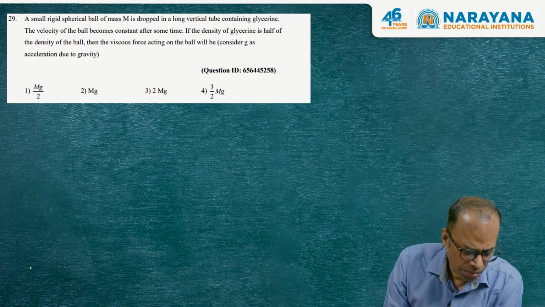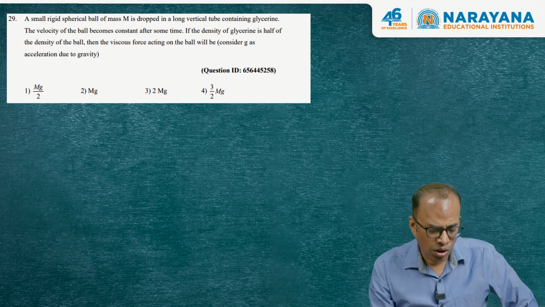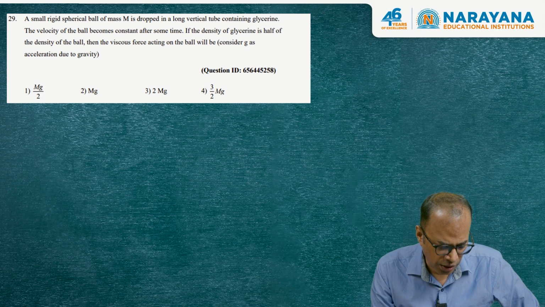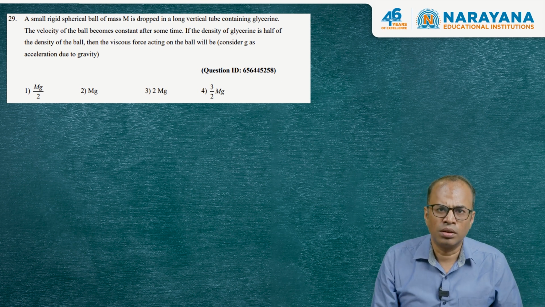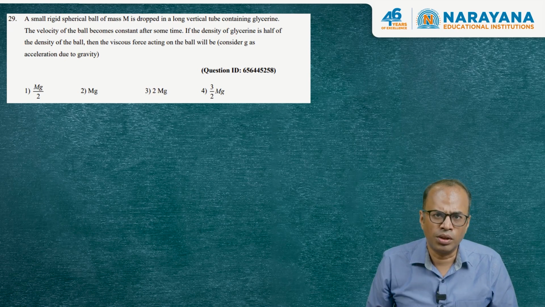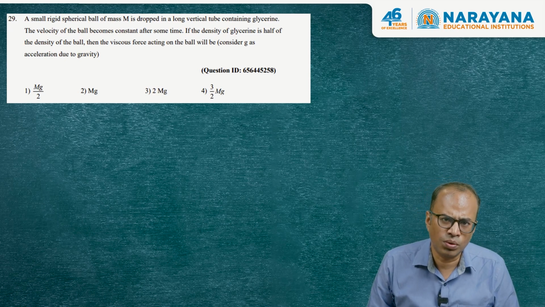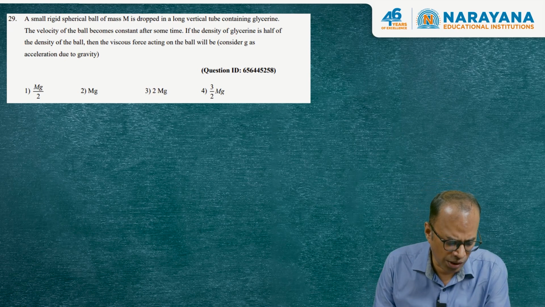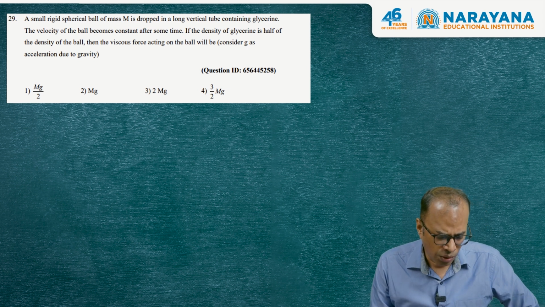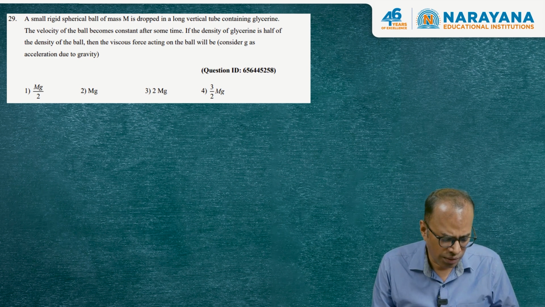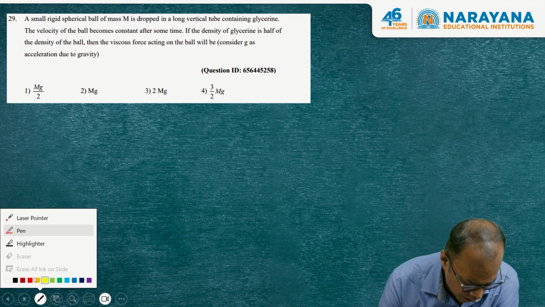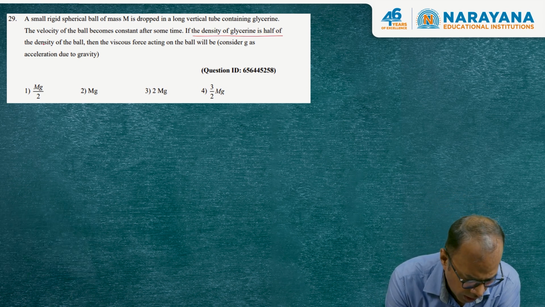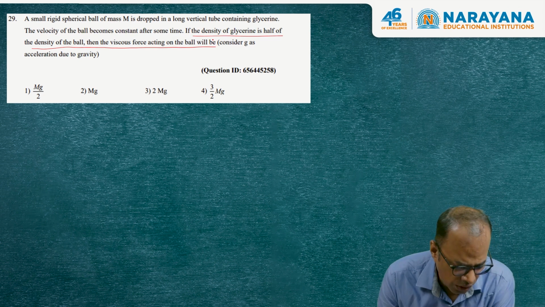So this question is about a rigid spherical ball which is dropped in a vertical tube containing glycerin, and the velocity becomes constant after some time. So basically it would have acquired a terminal velocity, and the forces must have been balanced. The force of gravity, the viscous force and the buoyant force, they would be balancing each other. Now he is saying that the density of glycerin is half the density of the ball, and we want to find out the viscous force acting on the ball.